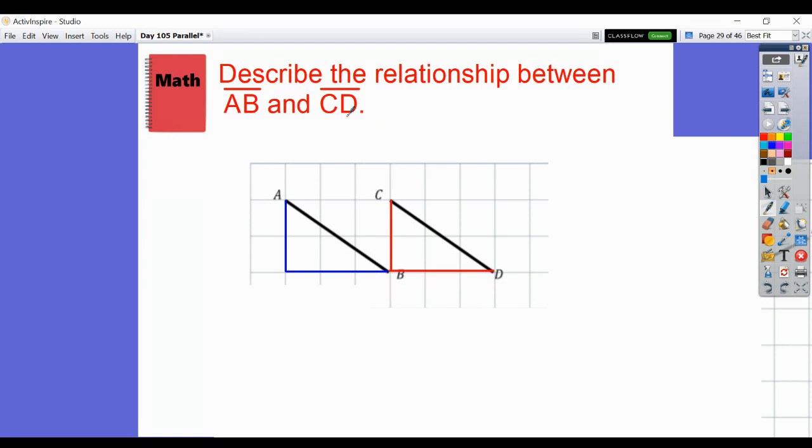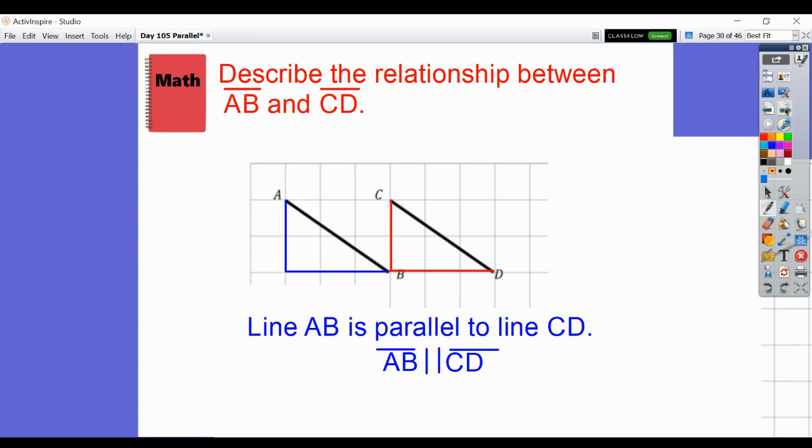Describe the relationship between AB and CD. I think we already did that. Line AB is parallel to line CD. That's the parallel symbol. 2 lines running together. Line AB is parallel to line CD.